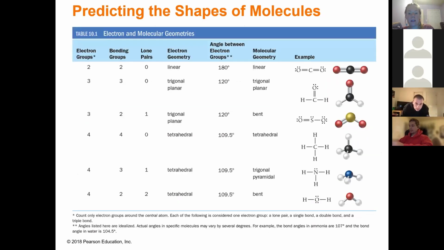So let's look at the diagram. Here is a diagram that shows you sort of all of this stuff. We've got the number of electron groups. Anytime your electron groups and your bonding pairs are the same, meaning every electron group is attached to an atom, you're going to have... Oh.